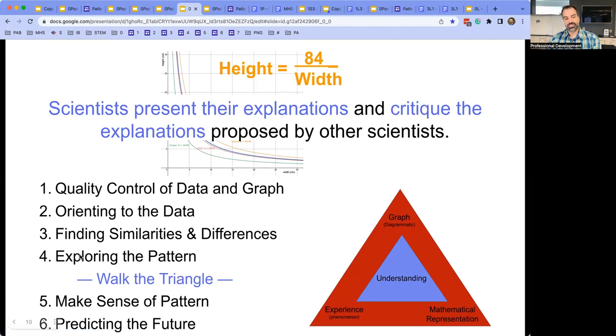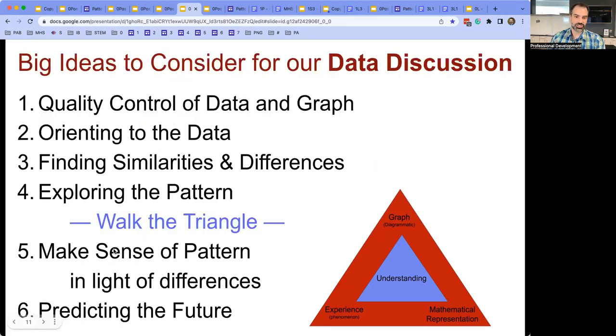Now that is in service to really these next couple. That is so that we can start to explore the pattern and walk the triangle, which in this sense is making sense of the pattern. And that then, guided by our essential question, allows us to predict the future behavior of the system we're studying. I do want to just show this one. If you are going over it, sometimes it's nice to have it a little bit larger.